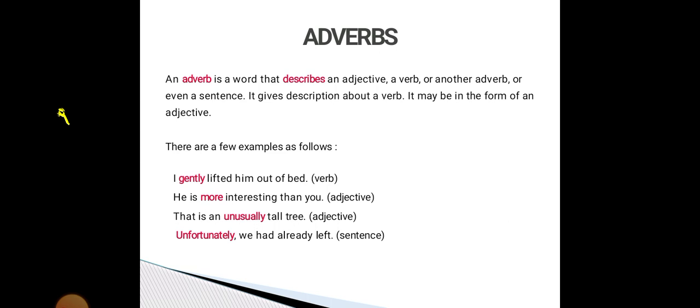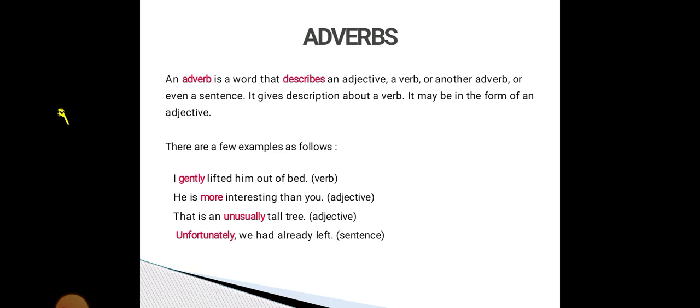The next one is, that is an unusually tall tree. Here, which one is called an adjective? Tall is the adjective. Before that we can add the adverb unusually. Unfortunately, we had already left. In this sentence, before the sentence you can add the adverb unfortunately. So what is an adverb?